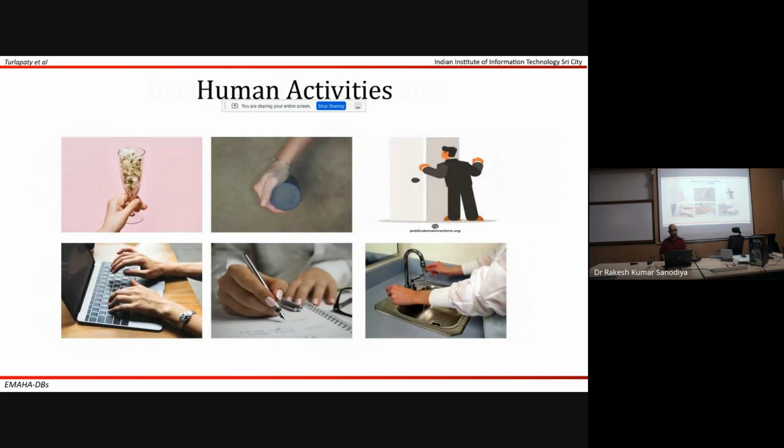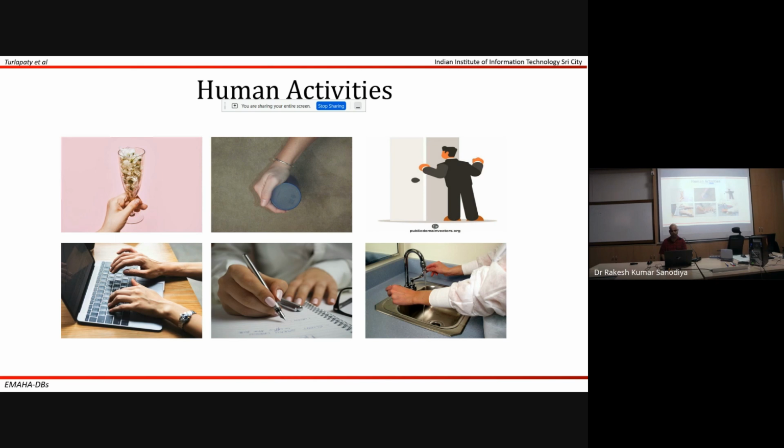So let's look at some examples. In terms of human activities, there can be very simple activities such as grasping an object in different styles, palmar grasp, lateral grasp, or simple activities such as pushing or opening a door, pulling a door, and so on.